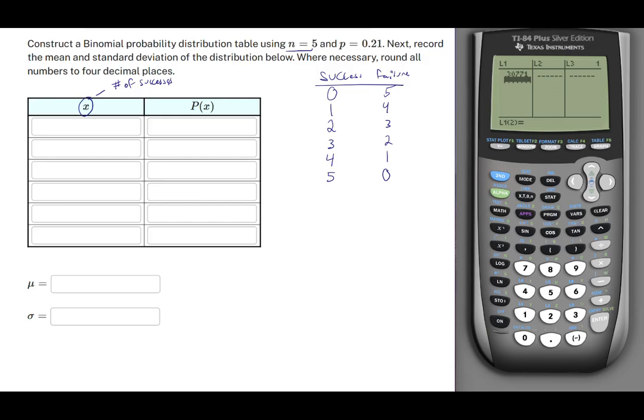All right, so from here, we can plug in those x values. 0, 1, 2, 3, 4, and 5. There we go. Now I've got this figured out.